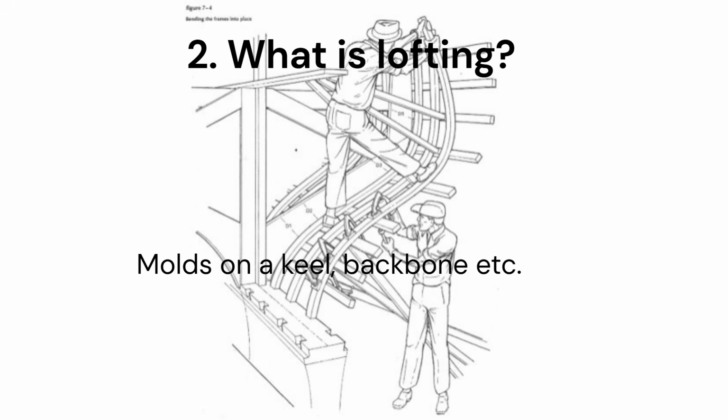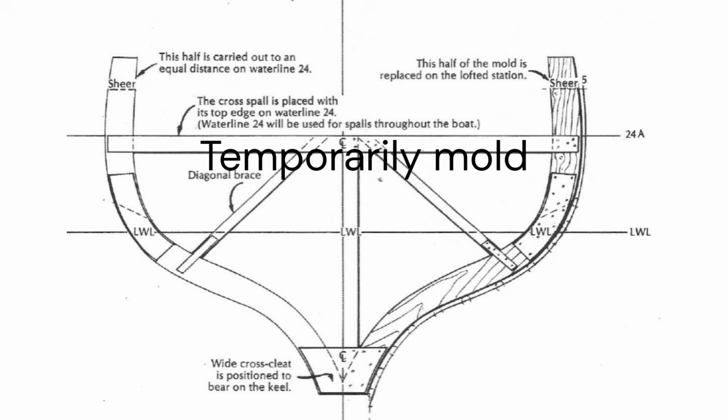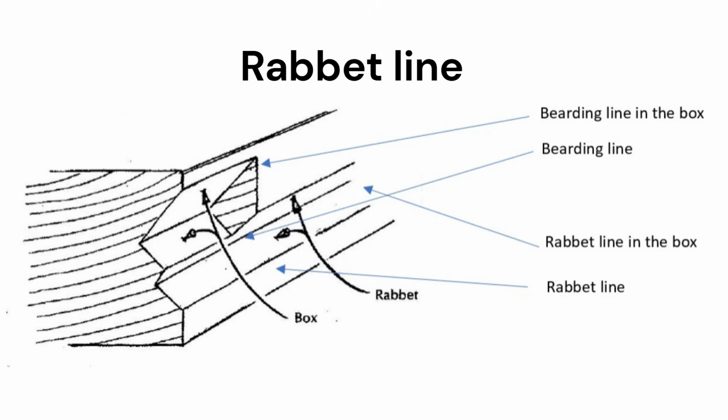With molds on a keel, you loft the wooden molds. These are temporary molds and will be removed in a later stage. The pictures shown here are examples from Bud McIntosh's book, How to Build a Wooden Boat. In this type of building, you have a so-called rabbet line. The rabbet line coordinates can be in the table of offsets or can be found in the construction drawing.